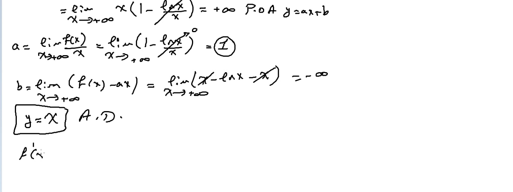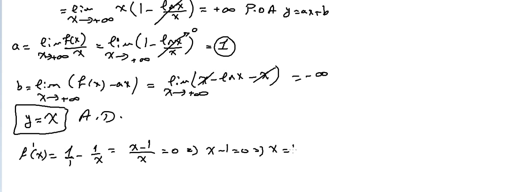Now the derivative. What is the derivative of f of x, x minus ln x? The derivative of x is 1, minus the derivative of ln x, which is 1 over x. So the answer is (x minus 1) over x, taking x as the common denominator. Now, taking f prime equals 0 means the numerator equals 0. This means that x is equal to 1.